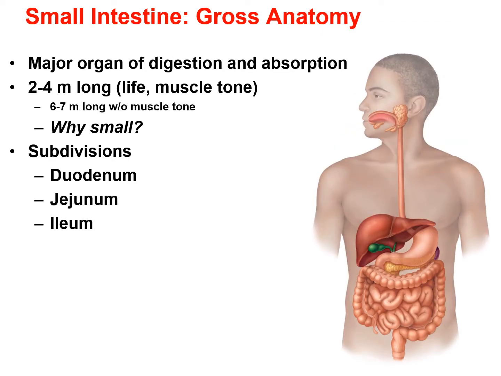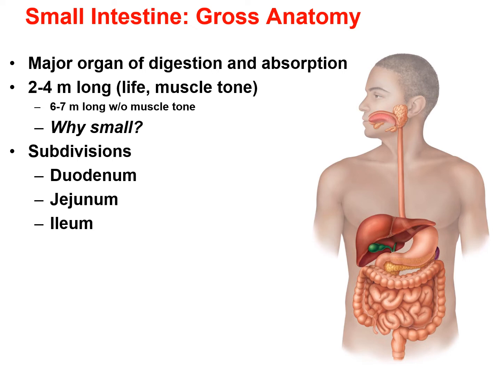Moving on to the next portion of the alimentary canal, we have the small intestine. This is going to be the major organ of chemical digestion and absorption of nutrients. So when you think chemical digestion and absorption, think small intestine. So the name small intestine is actually a misnomer. It's not small, it's actually quite long.